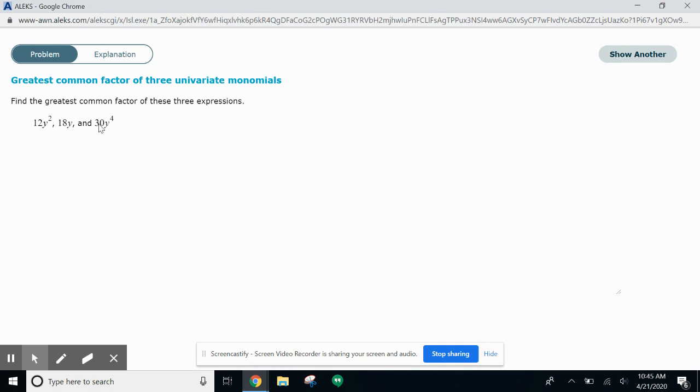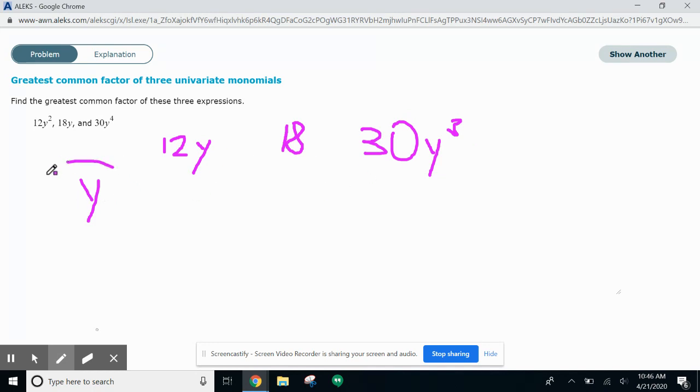But if I look at these numbers, all of them can be divisible by 2. So maybe I can take a 2 out. Some 12 and 30 can be divisible by 3. What about 18, 3? So maybe I can take out more numbers. Let's try this out. So I know I can take out a y, which will leave my terms as 12y, and this will be 18. That's a short one, make it longer. And a 30y to the third. So I have these 3 terms after I took out a y.